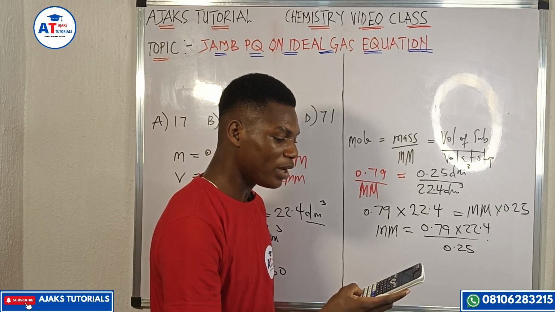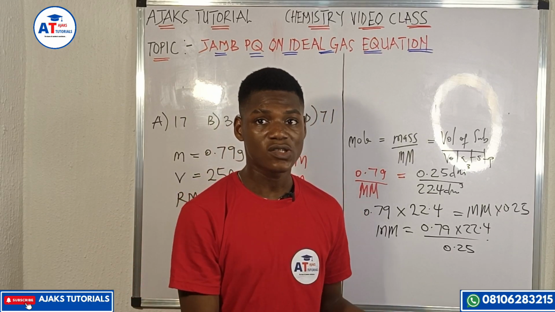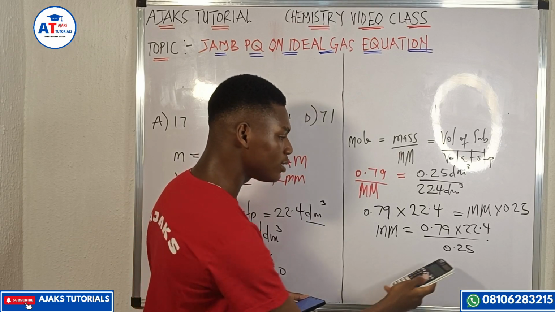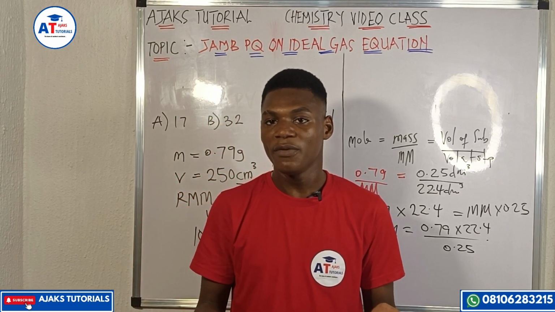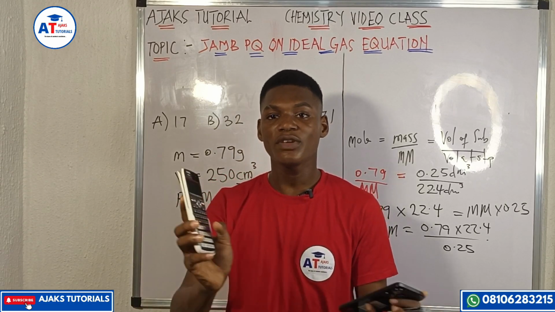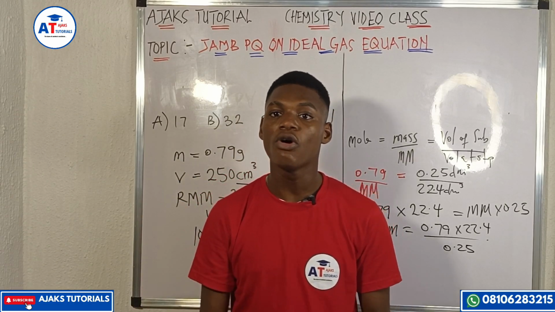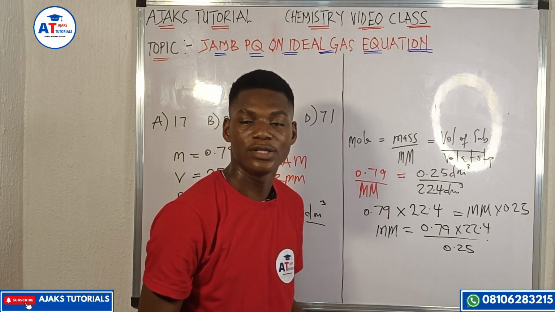0.79 times 22.4. Now calm down. You click your answer. Write it somewhere before you divide by 0.25. Now the reason is because most times the JAMB calculator might not be following the way you press it, might not be with BODMAS. So instead of giving you a proper answer, it might give you a wrong answer. So when you have gotten this, then you can divide by 0.25. I hope this is clear.